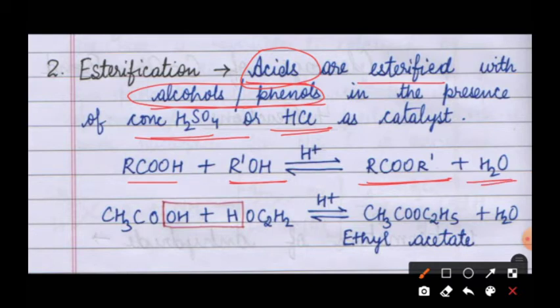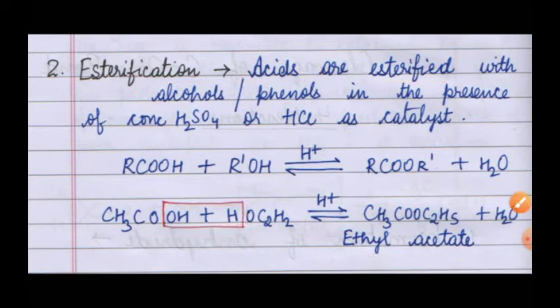So this is an example here. This is the acid and this is the alcohol. This OH and H will be eliminated and we will get the product which is an ester, and in this case it is ethyl acetate. Now let us see the third reaction.